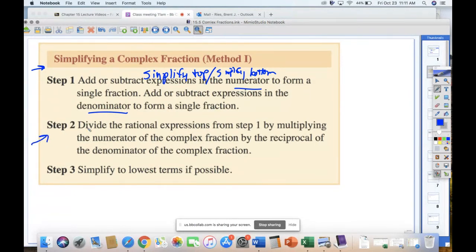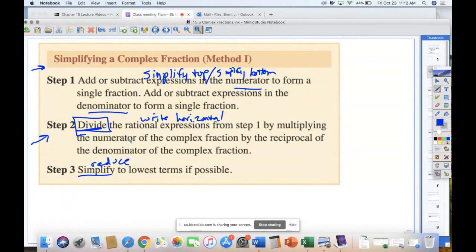And then step two is divide. We don't need all these words to know that step two is divide. When we divide, we're going to write our division of fractions horizontally. And then step three is simplify if we need to. Always reduce at the end if possible. So all of these words are really just a simple process. Simplify the top, simplify the bottom. That's step one. Write it horizontally to divide. That's step two. And then reduce if possible. That's step three.